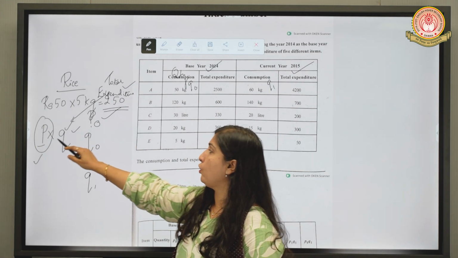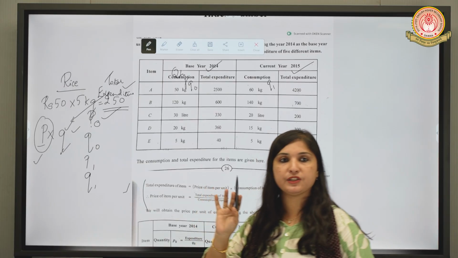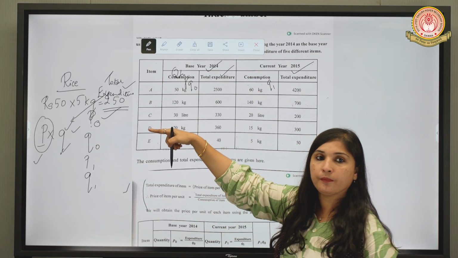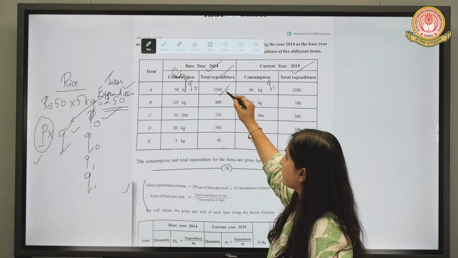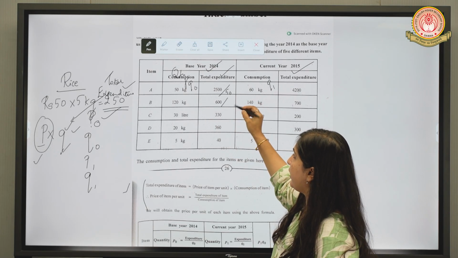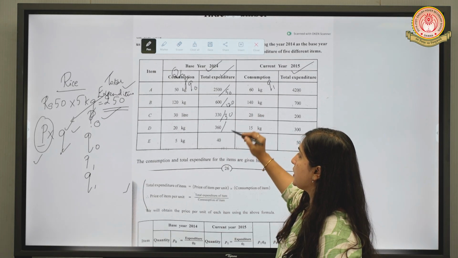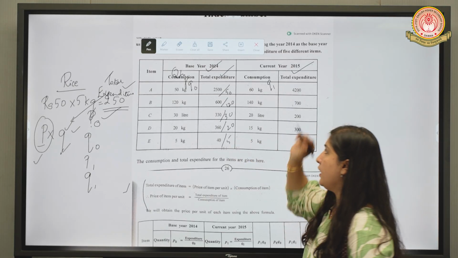As I already told you, to find the price, we'll just divide the total expenditure by quantity. Total expenditure is given to you, right? Total expenditure is given and we have to divide it by quantity. Money 2,500 will be divided by 50. 600 will be divided by 120. This will be divided by 30. 360 will be divided by 20 and 40 will be divided by 5.